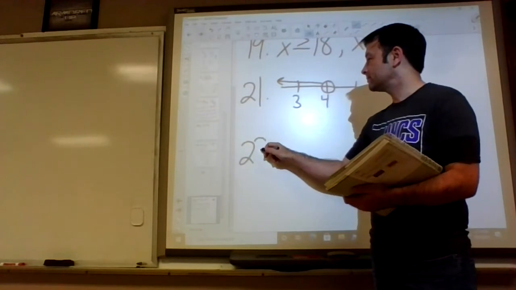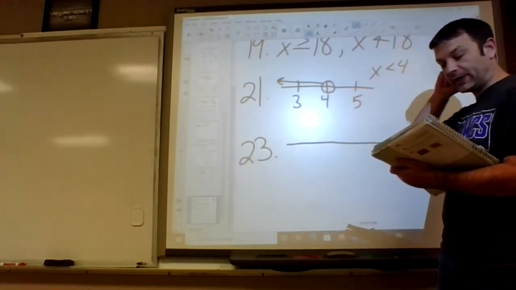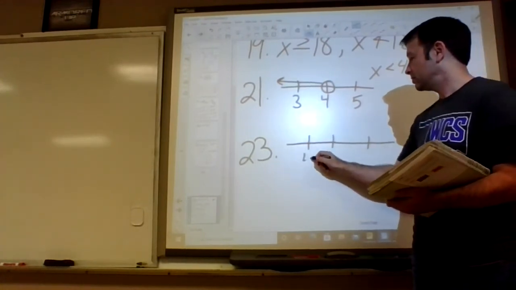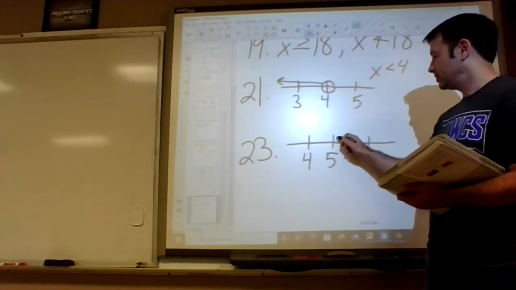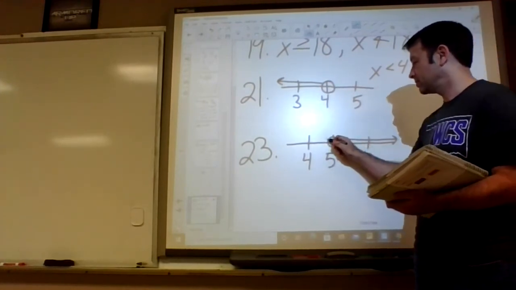23. Let's see, X is not equal to 5. You guys remember how I graphed not equal to 5? Open circle at 5, and everything else is shaded. It's everywhere.